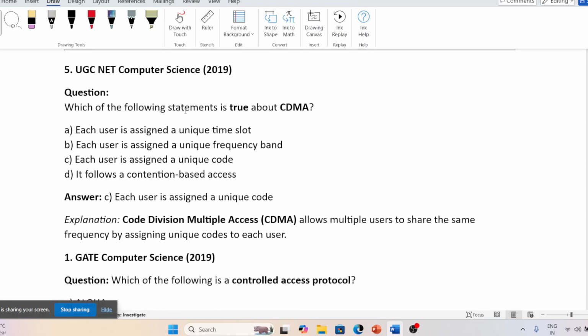Then we are having which of the following statement is true about CDMA? CDMA regarding कौन सा true है? So in that CDMA we are having the unique code. Code का यहाँ पे each user is assigned with the unique code.